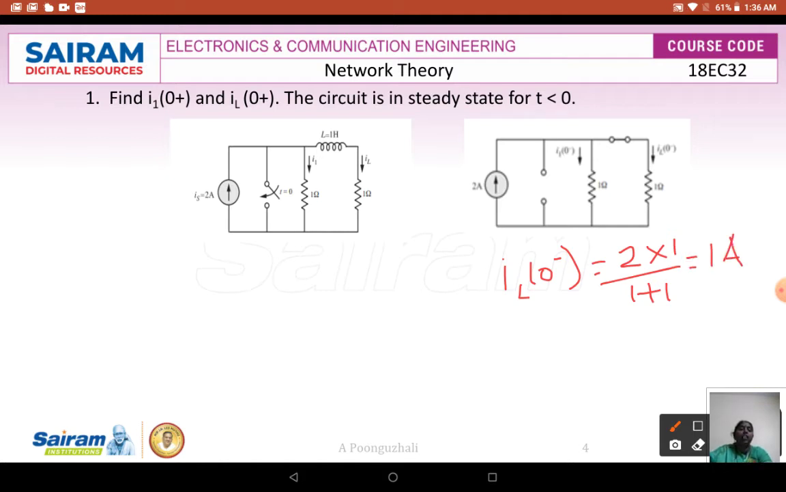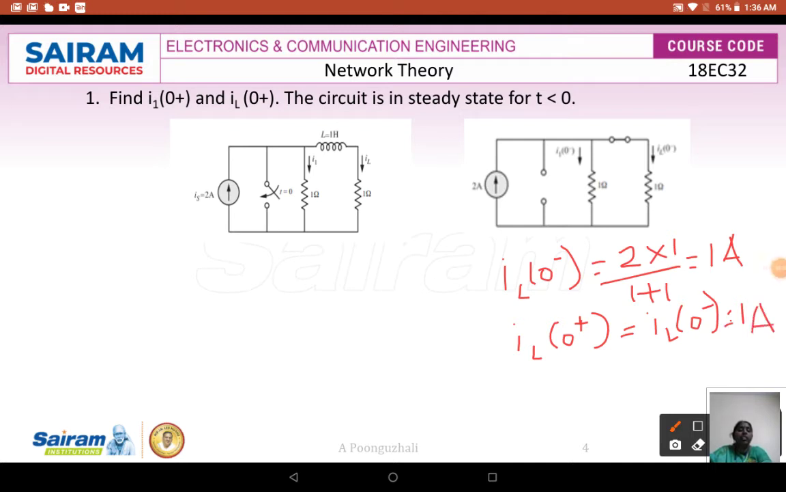We know that the current through the inductor cannot change instantaneously, so we write IL of 0 plus equals IL of 0 minus equals 1 amp.